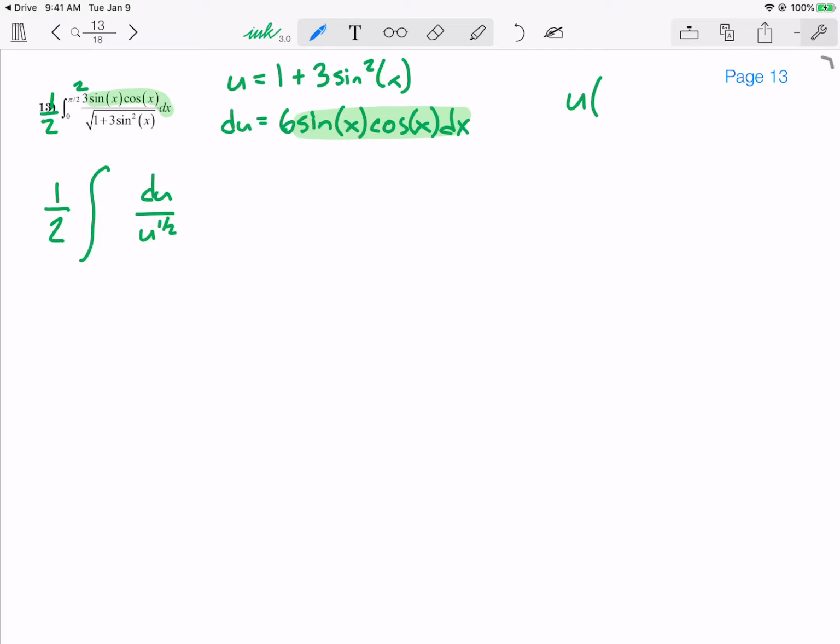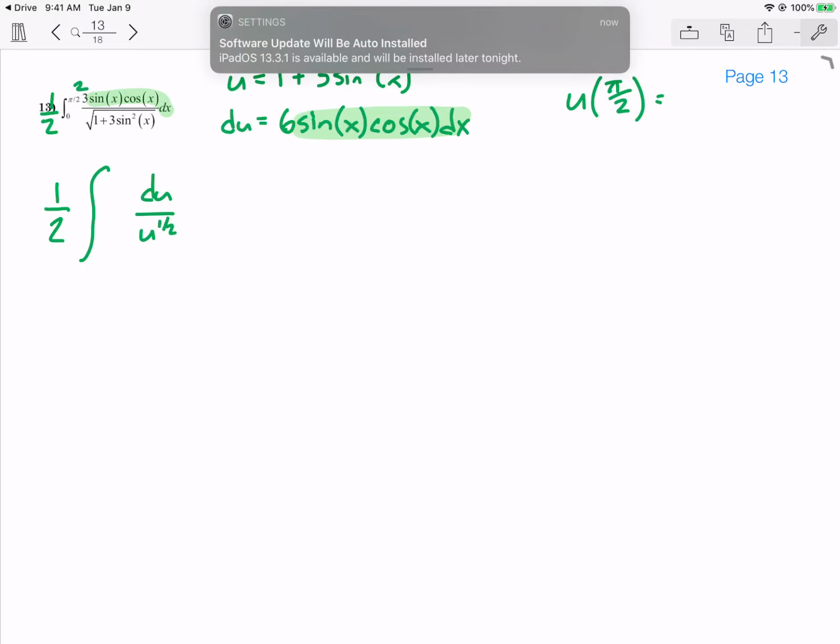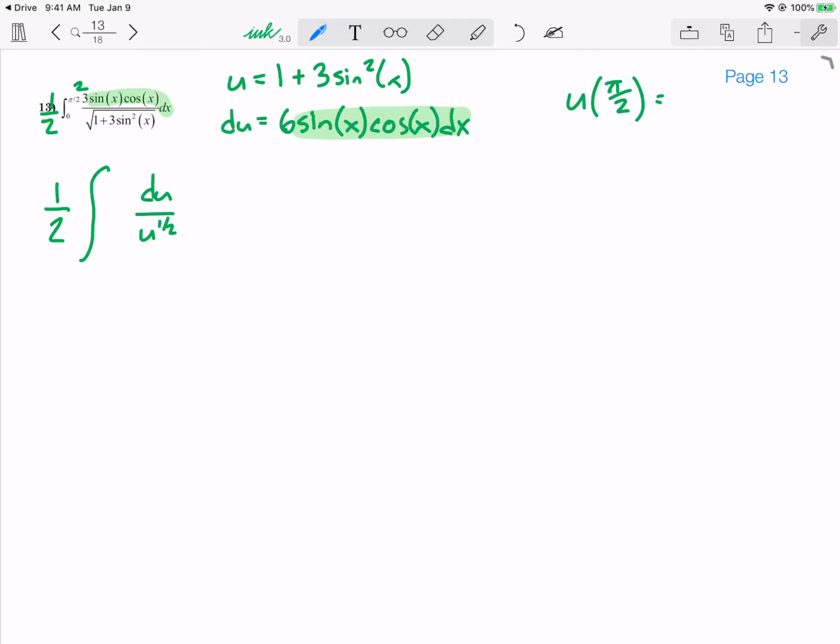So if I plug pi over 2 in for x into my equation for u, I say, what is sine of pi over 2? And then I square that result, multiply it by 3, and add 1. I should get 4. Then I'm going to plug 0 in. Well, sine of 0 is 0, so you're just going to get 1 plus 0 is 1. So my limits go from 1 to 4. So I'm really doing 1/2 the integral of u to the negative 1/2 from 1 to 4, integration with respect to u.